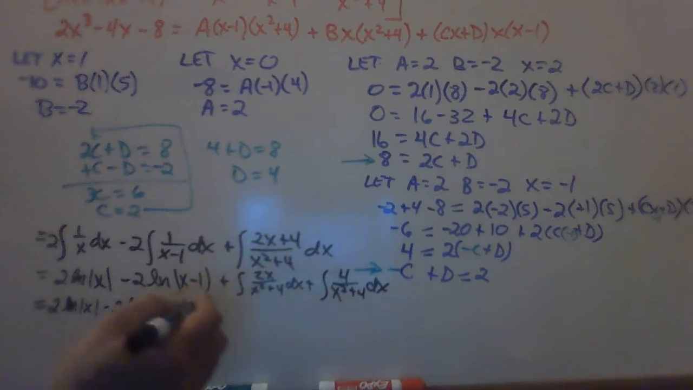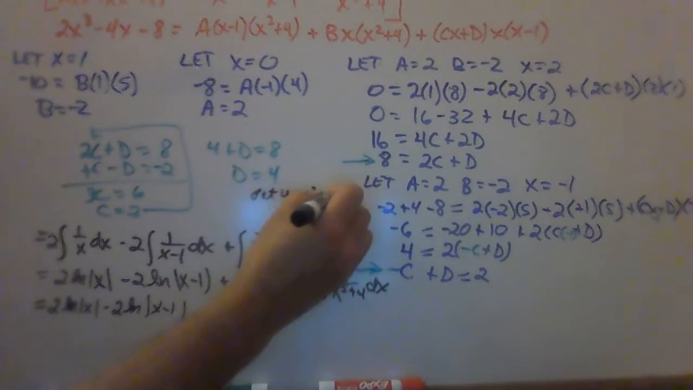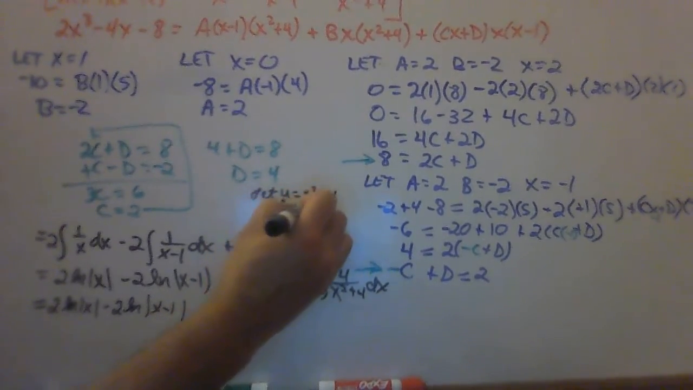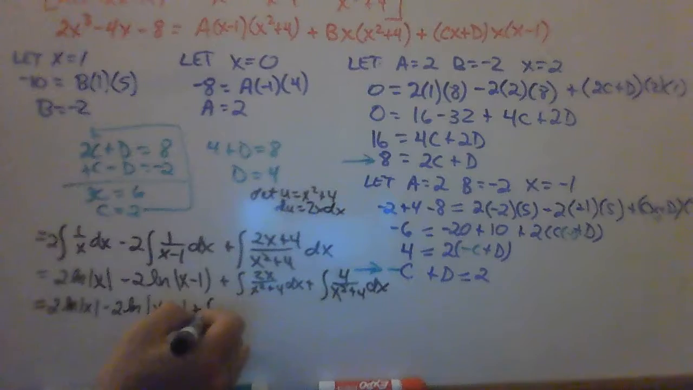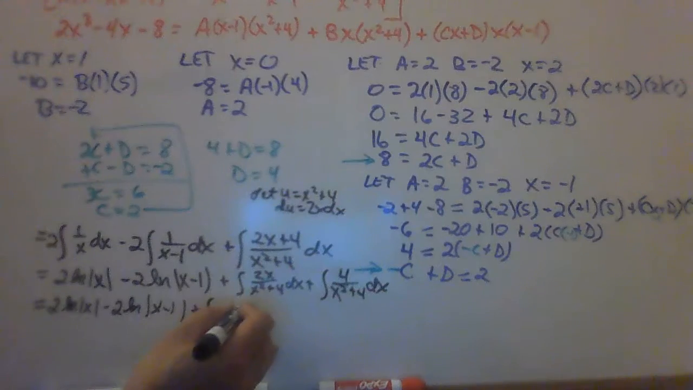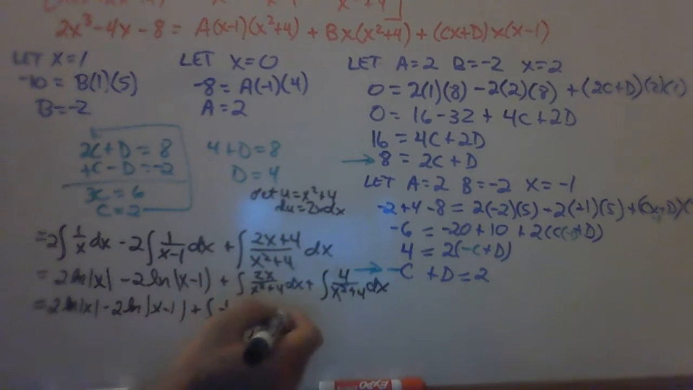Okay, let's look at this part right here. So on that, I'm going to let u equal x squared plus 4. Then du is 2x dx. So this ends up being plus the integral of 1 over u du. Okay, which we know is the natural log of absolute value of u. And then I can go back in and substitute the x squared plus 4 into there later.